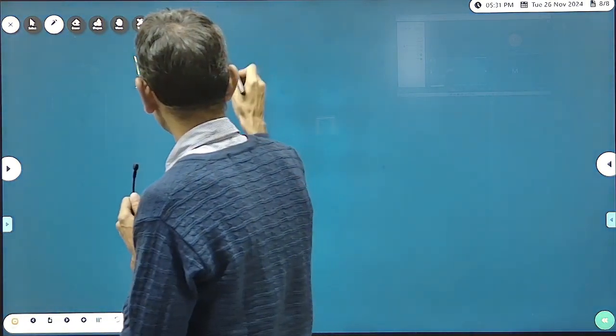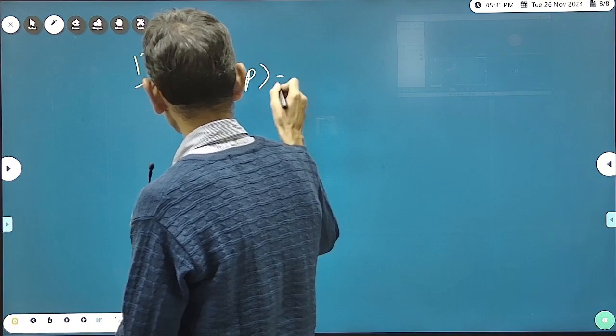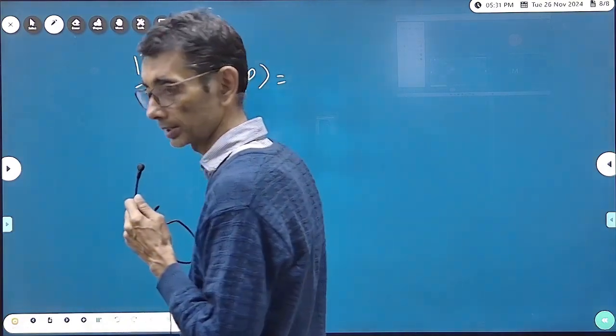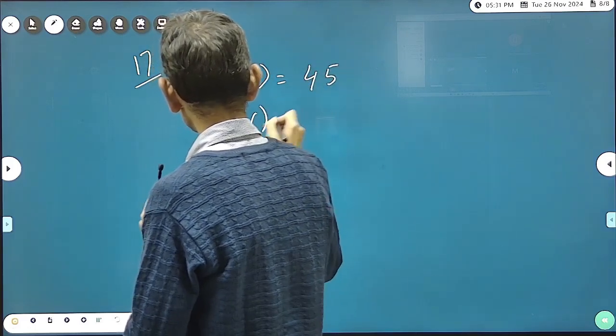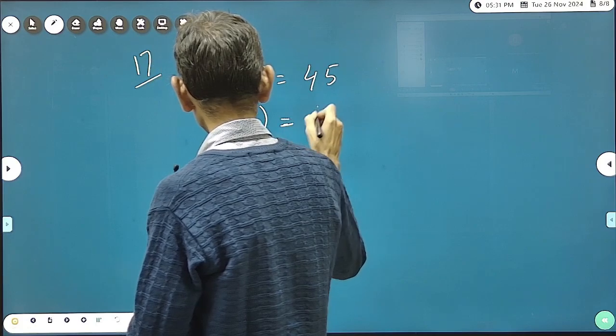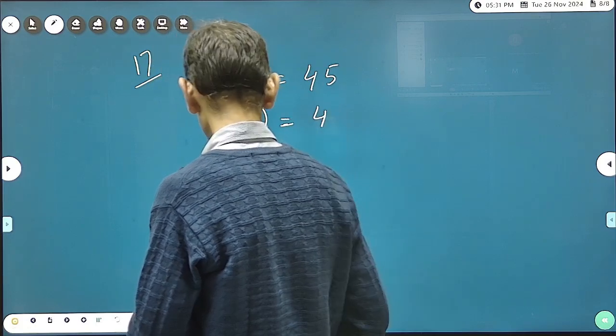n of P means the number of students who read physics. It's 45. Then n of C, chemistry, is 52.